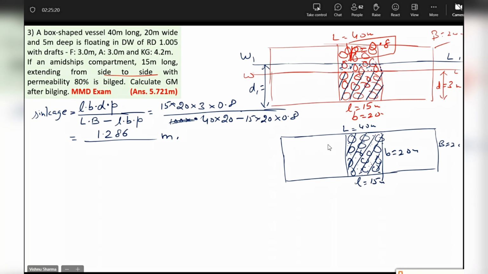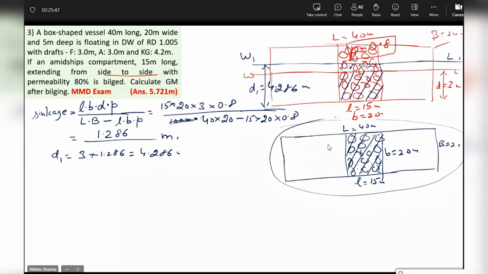Okay. Now in this case, tell me guys, will KB be D1 by 2 or not? So D1 will be equal to 3 meters plus 1.286, which equals 4.286 meters. Tell me, will KB be D1 by 2, yes or no? Imagine it to be cut at different levels and see if the water plane is going to be same. Yes, sir. It will be divided.